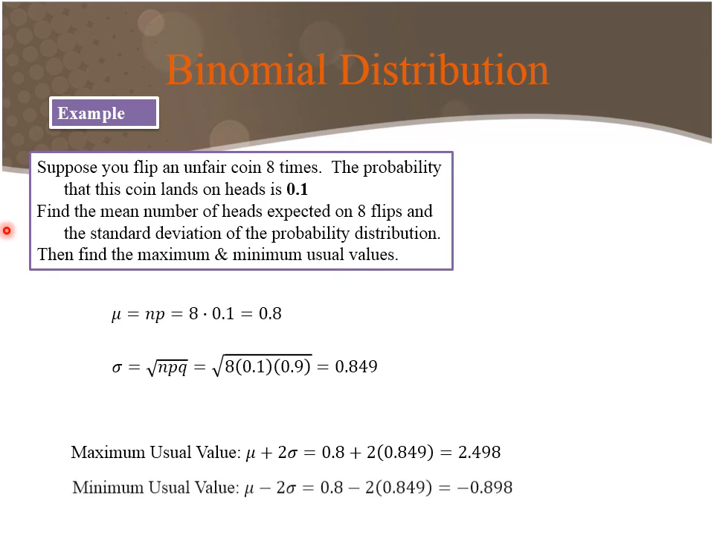The minimum usual value is negative 0.898. We could safely say that if we got less than 0, this would be unusual. But of course, we can't get fewer than 0 heads. So there is no minimum usual value in this case.